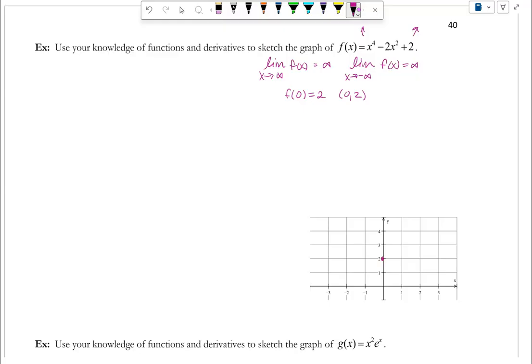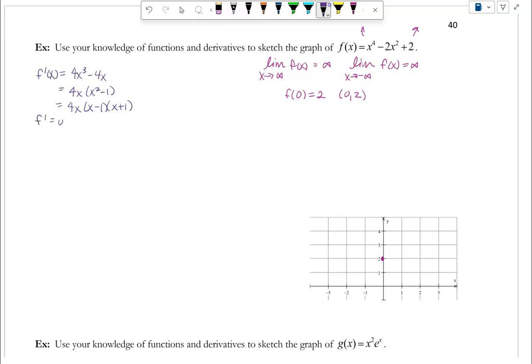So we could also use information about where our function is increasing or decreasing. So when I find my first derivative, we've got 4x cubed minus 4x. And when I set my first derivative equal to 0, I'm going to first put this in factored form. So I could factor out a 4x, and I'm left with x squared minus 1, which is, of course, a difference of squares. So I could factor this down to x minus 1 times x plus 1.